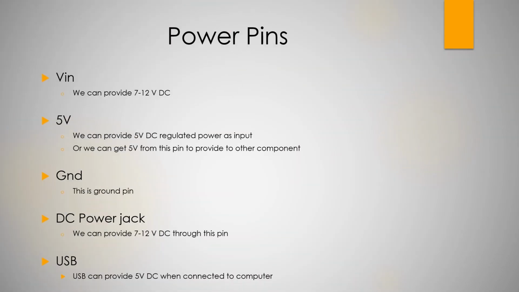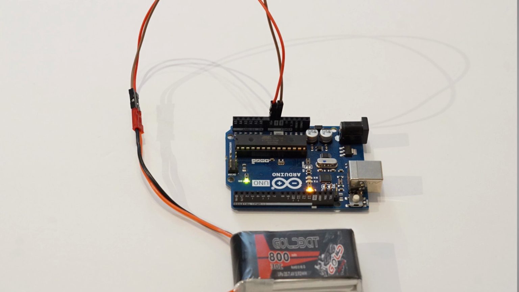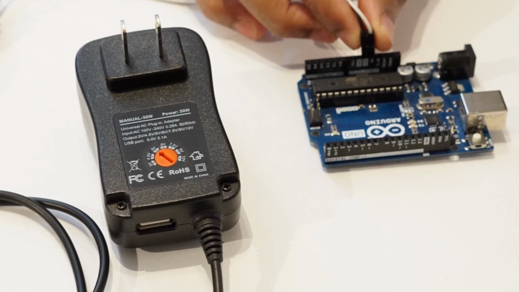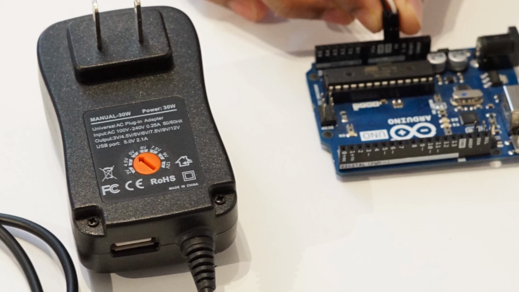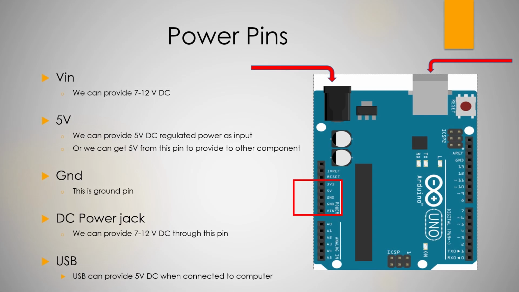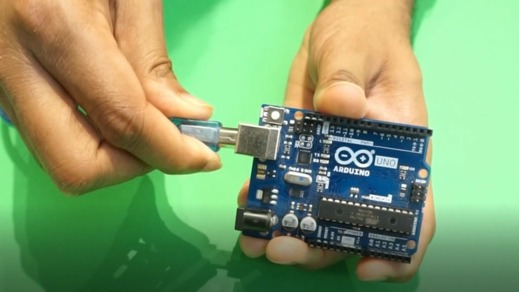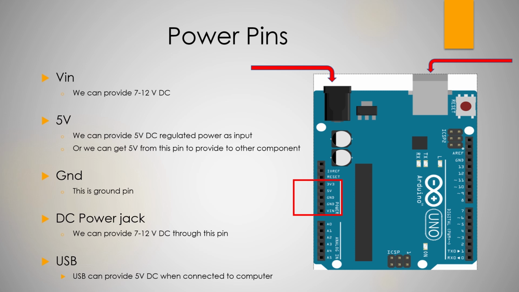Let's see how to power the Arduino board. We can use the VIN pin to provide 7 to 12 volt DC power to Arduino. Through the 5 volt pin, we can only provide 5 volt DC regulated power as input, or it can output 5 volt from this pin to provide to other components in case Arduino is powered through other sources. GND is the common ground pin. We can also provide 7 to 12 volt DC through the DC power jack as input. USB can also provide 5 volt DC when connected to a computer. Please make sure that you don't input power through 5 volt and VIN or DC power jack simultaneously.